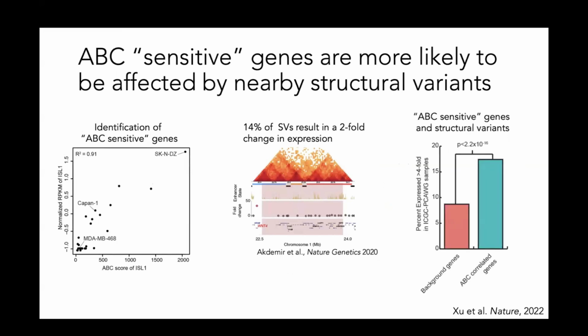And now when we stratify these according to this ABC correlated subset versus the rest of the genes in the genome, we see that this ABC correlated subset is actually significantly more likely to show changes in expression when it's found in the same domain as a structural variant, suggesting that these genes are more sensitive to these kind of changes in their enhancer landscape than most in the genome.